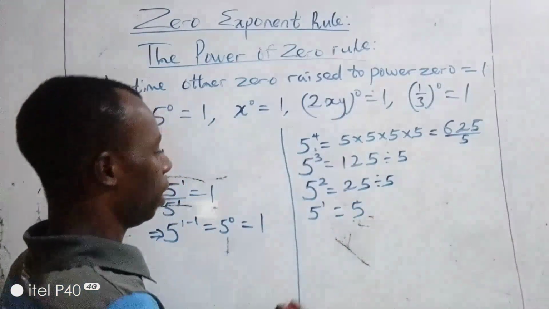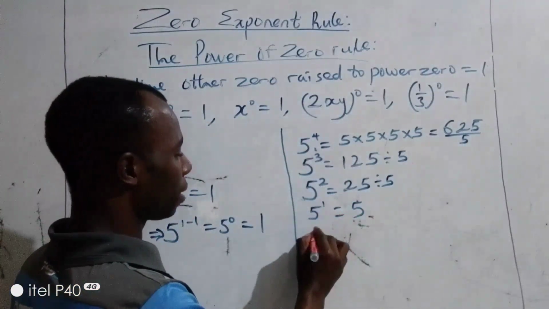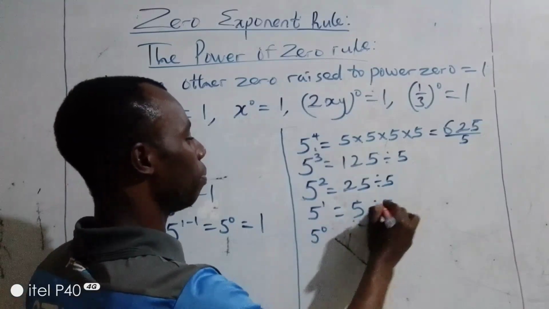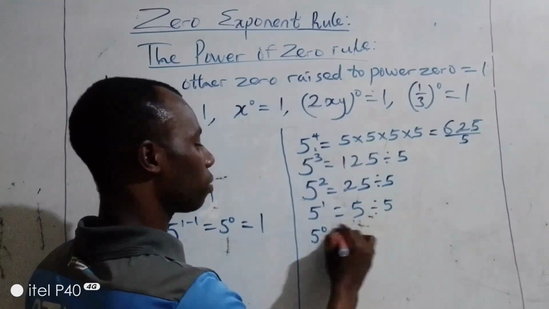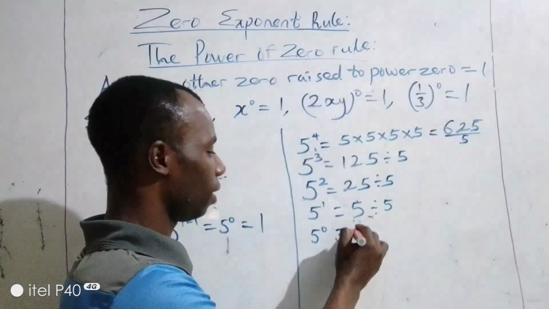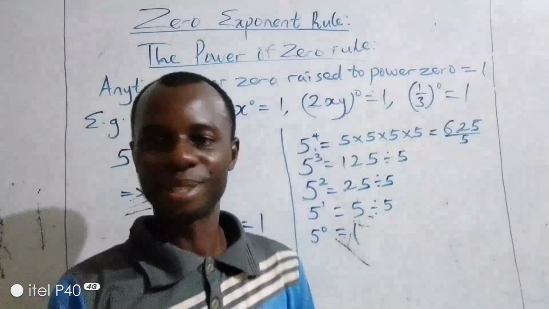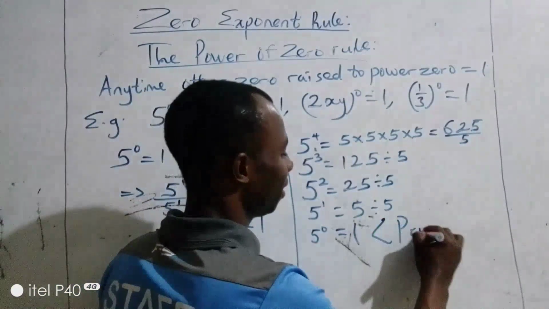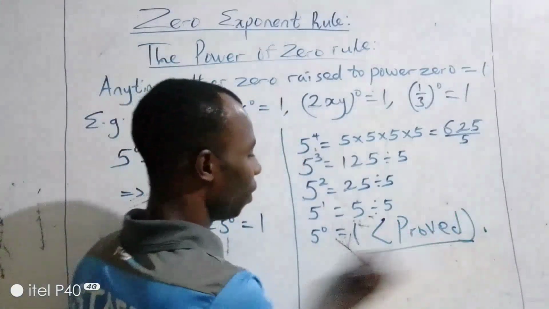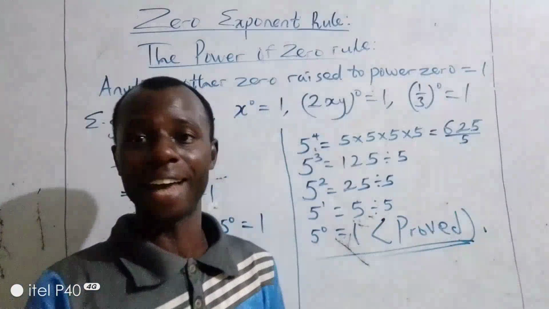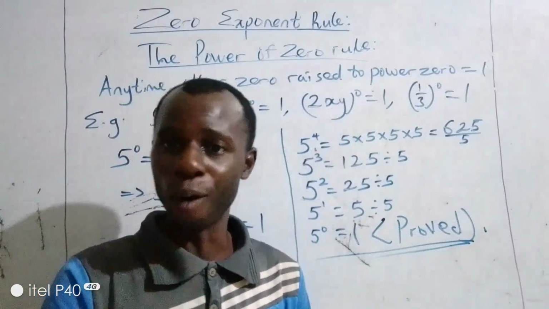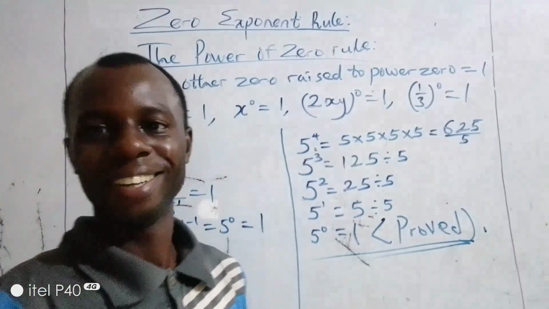Good. Now, if I reduce it further by saying 5 raised to power 0, that means I'm dividing 5 by 5. And what is 5 divided by 5? Of course, the answer is 1. It is proved. It has been proved. So here is how you can prove that anything other than 0 raised to 0 in mathematics will always give you 1.